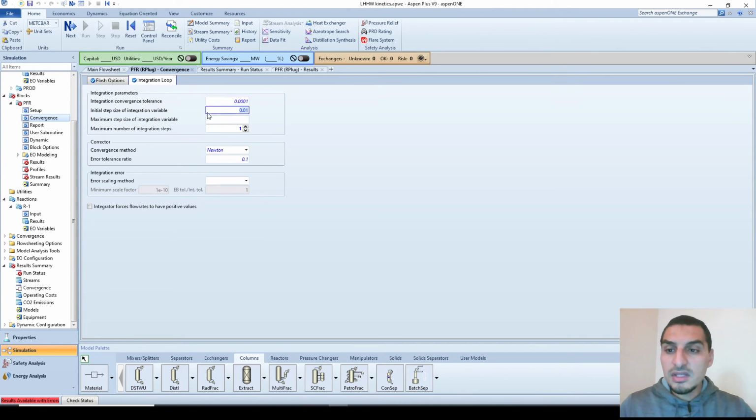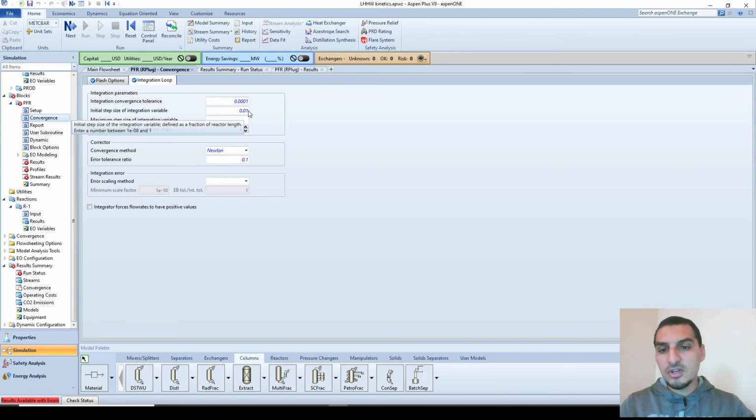And it tells here the initial step for the integration variable. So if I have a reactor of 10 meters, 5 meters, 1 meter, whatever, it's going to break it into 100 parts. So it's 10 to the minus 2, which is 1 over 100 of the total length. This is going to be the step of the integration. I can make it smaller, I can make it larger. It doesn't matter. But if you make it very small, it's going to make the calculation take longer, and it might make the convergence very difficult.